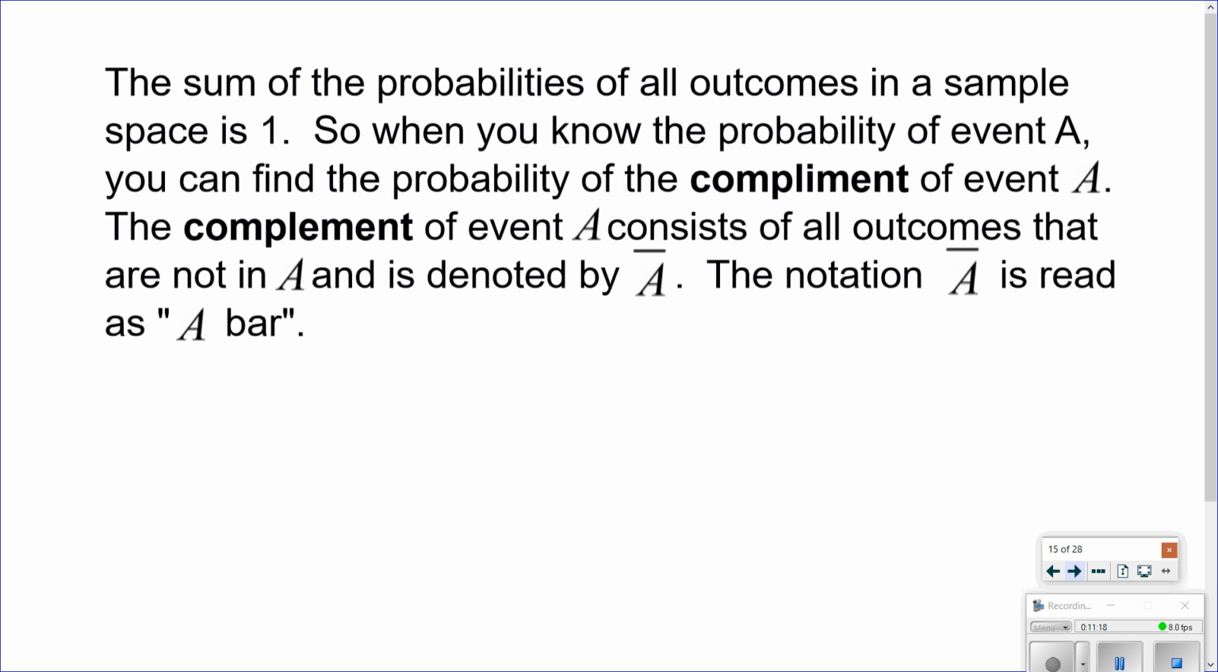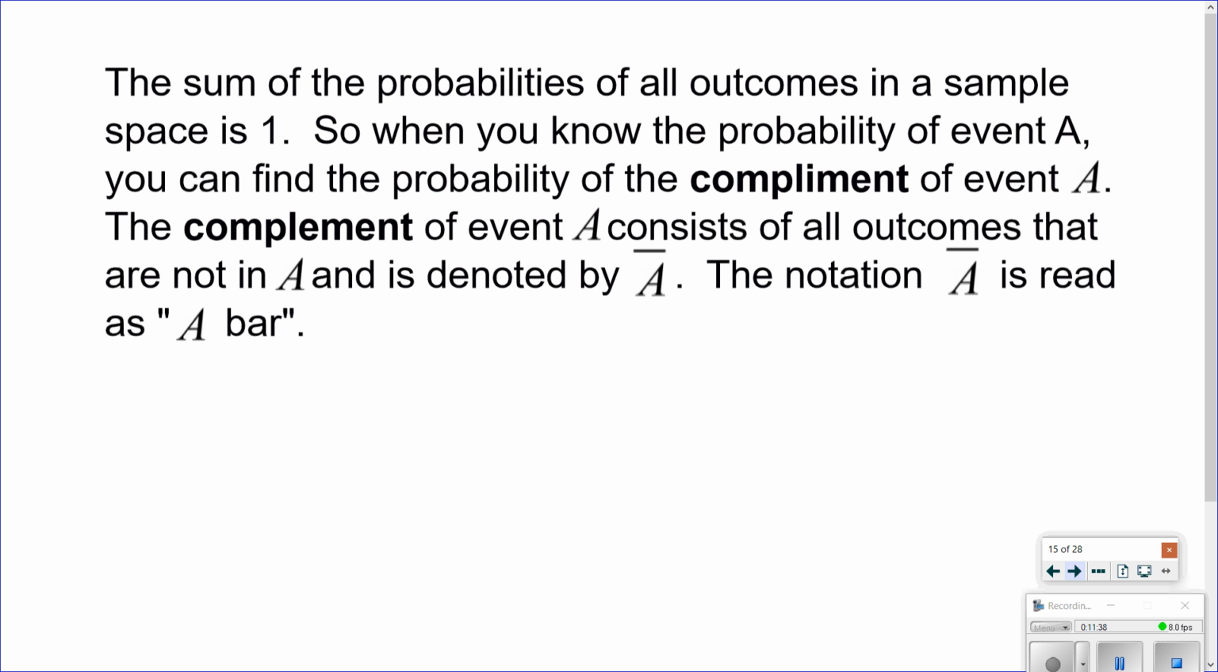Okay, here's your next definition. It says the sum of the probabilities of all the outcomes in the sample space is 1. For example, if I roll a die and I say what's the probability of getting an even, plus the probability of getting an odd, that covers all the outcomes. Right? It either has to be an even or an odd. If I add those together, it's a half and a half, which adds up to be 1.